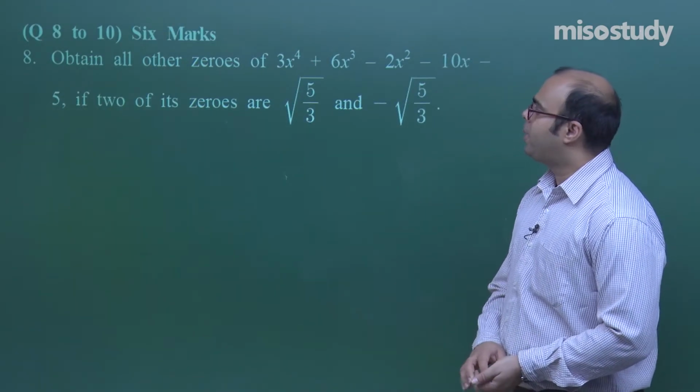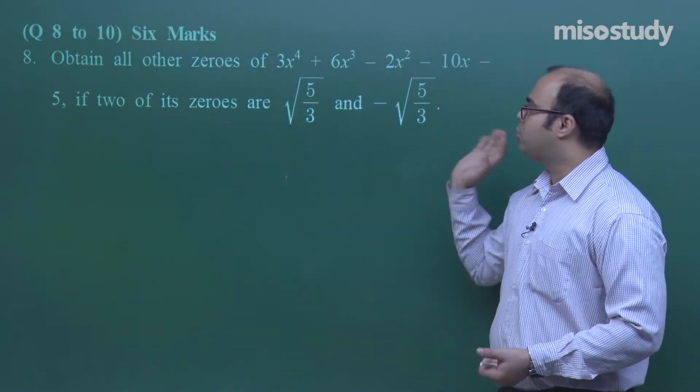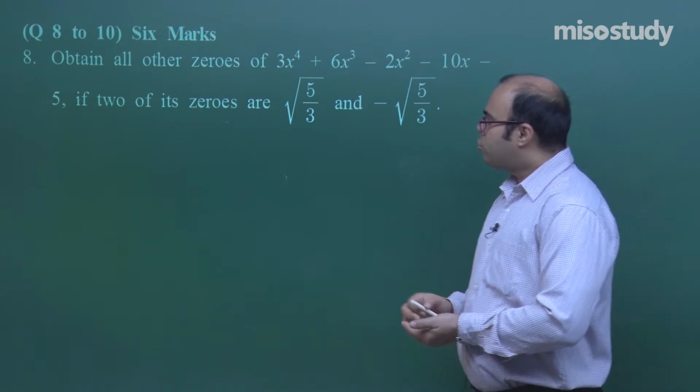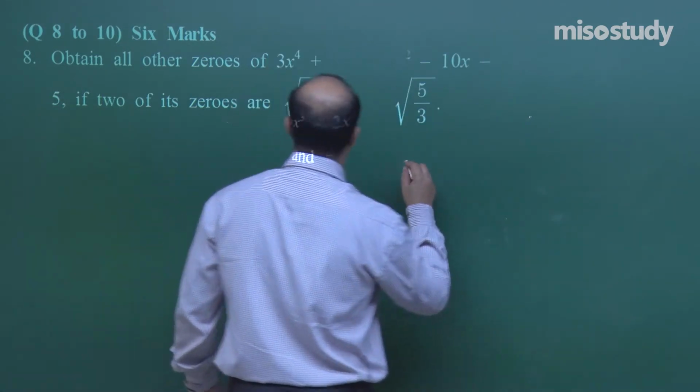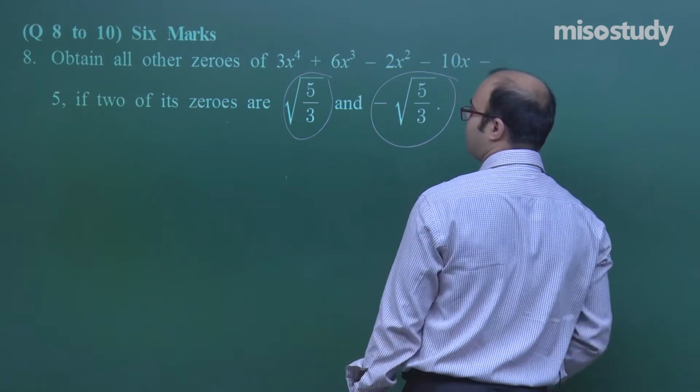8th question: obtain all other zeros of this biquadratic polynomial if 2 of its zeros are given like this. So 2 zeros are given, that means if we talk about root 5 by 3 and minus root 5 by 3, these are the 2 zeros.